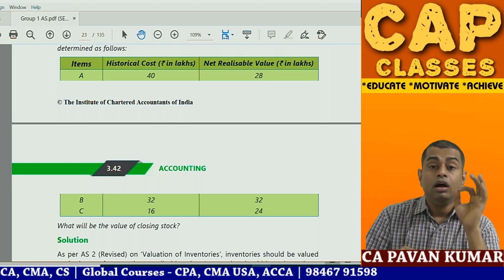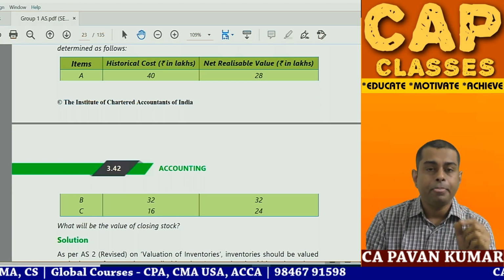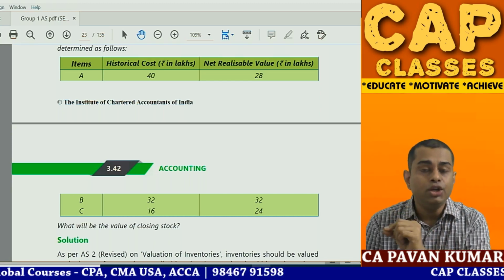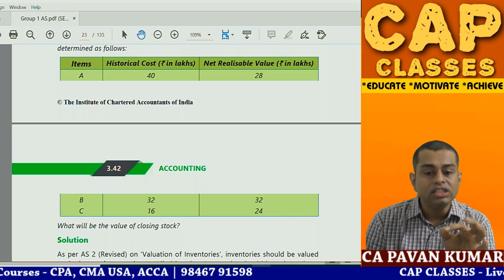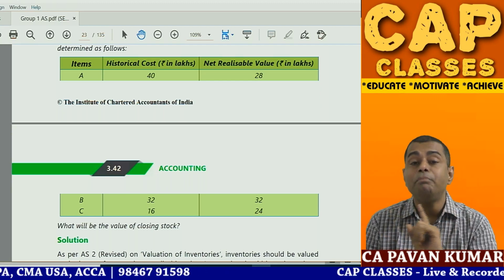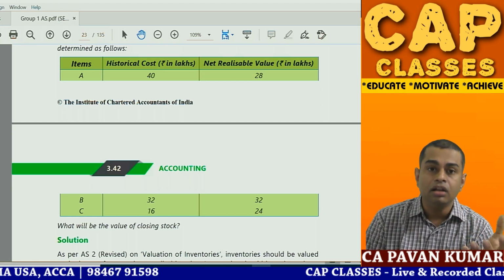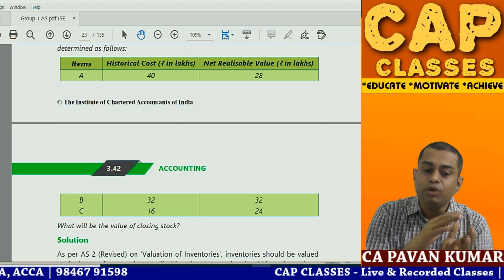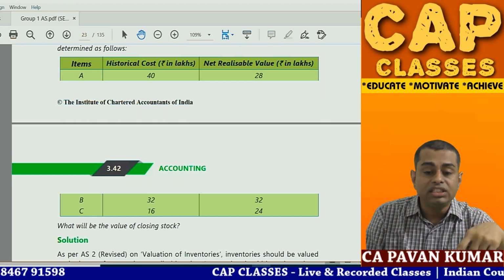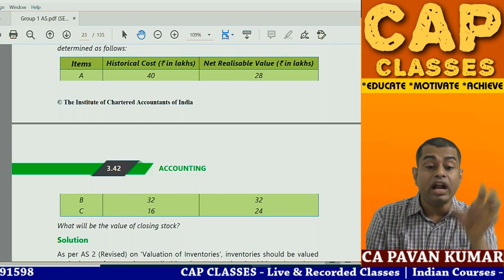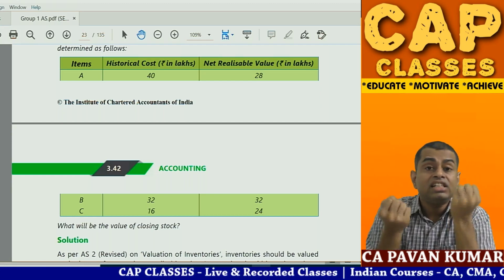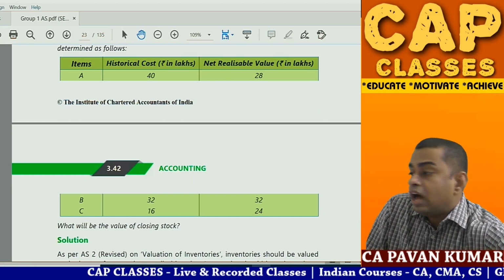Simple. You need to write the answer like this. Step 1. According to AS 2, the closing inventory should be valued at the lower of cost or net realizable value on an item by item basis when they are not interchangeable. So you cannot club A, B, C, you need to take them separately. For example, you cannot add all the costs, 40, 32, 16, and all the NRVs, 28, 32, 24, and then take total historical cost X, total net realizable value Y, whichever is lower. That is not allowed.